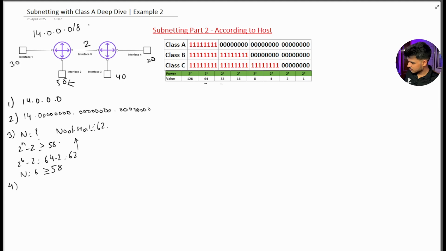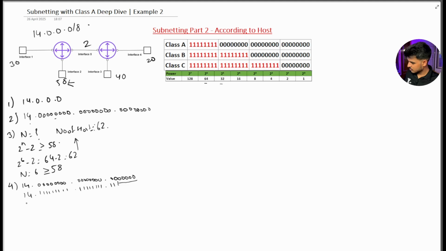In the fourth step, we again write these binary values as they are with the network bits. So 14, then 8 zeros, then 8 zeros, then 8 bit positions numbered 1 to 8. Now we have to give the value of n to the host. How many bits do we give? We give 6 bits to host, and the rest we give to network. I will write the first network bits as they are and make all the remaining network bits 1. Two more bits are there.